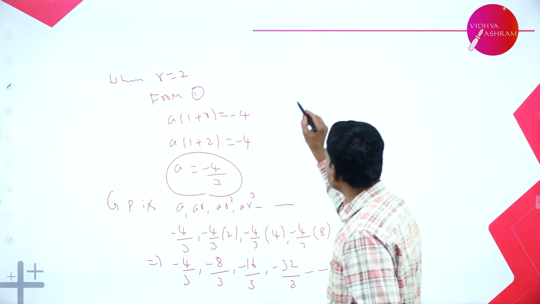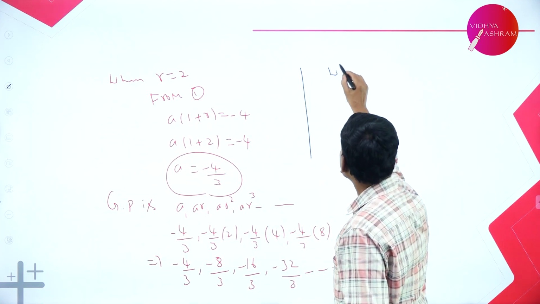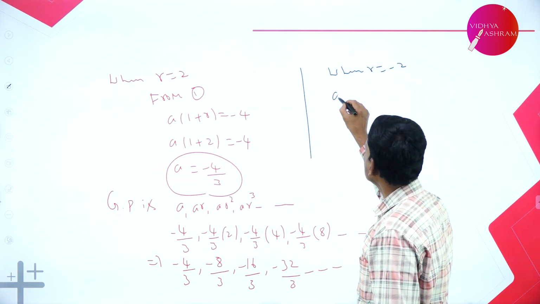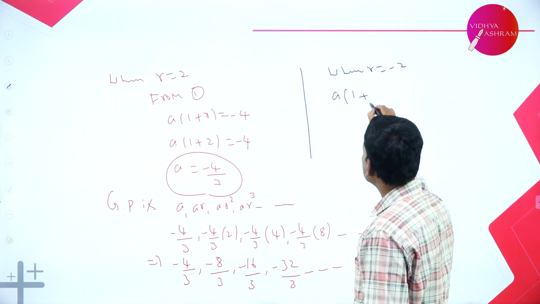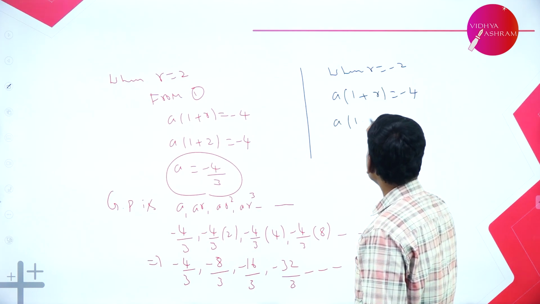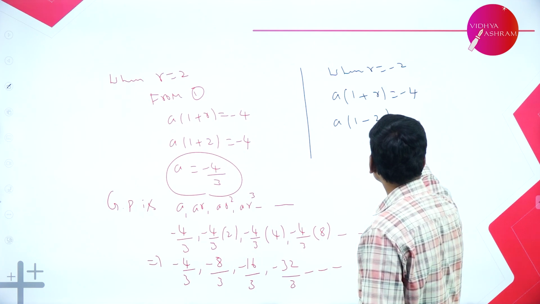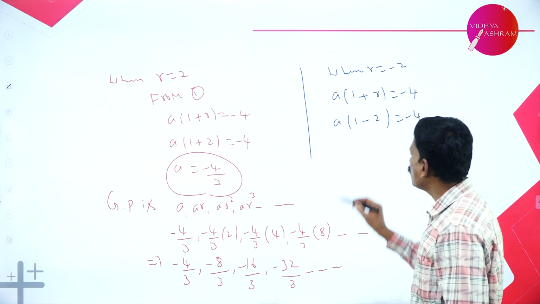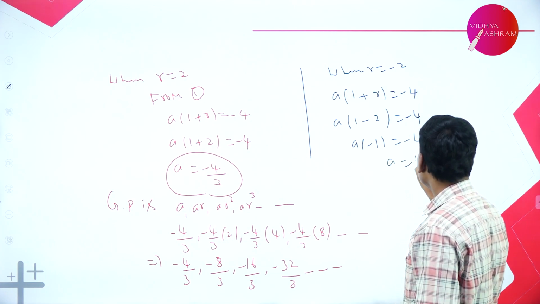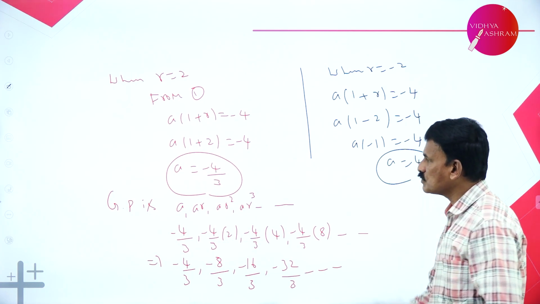Case 2, when r is equal to minus 2, substitute here. a into 1 plus r is equal to minus 4. a into 1 plus minus 2, that is 1 minus 2, which is minus 1. So minus and minus get cancelled. a is equal to 4.